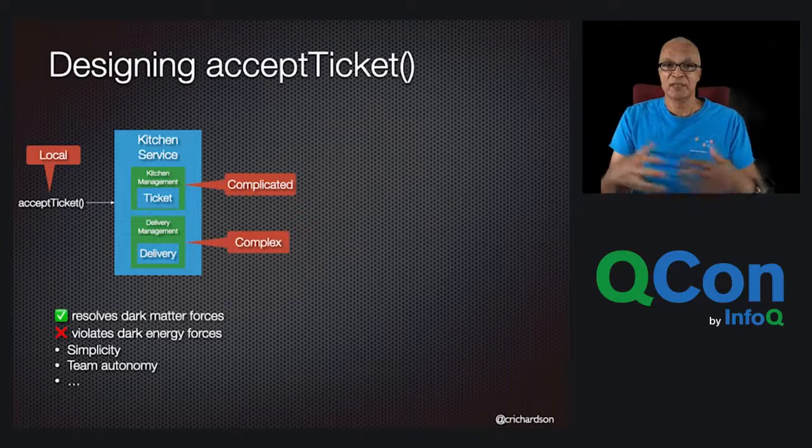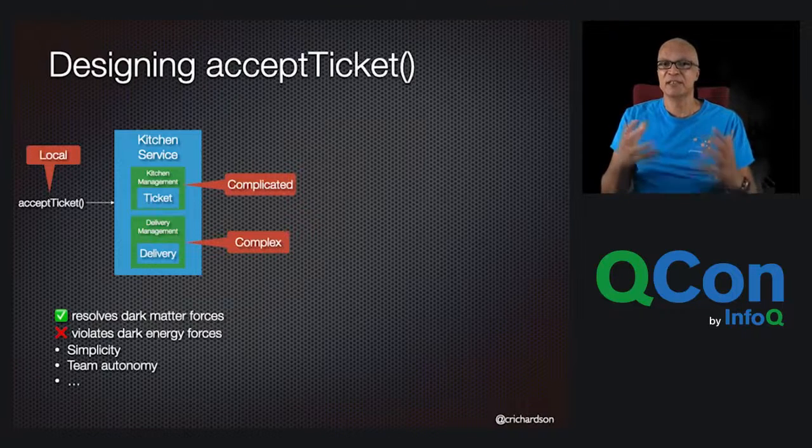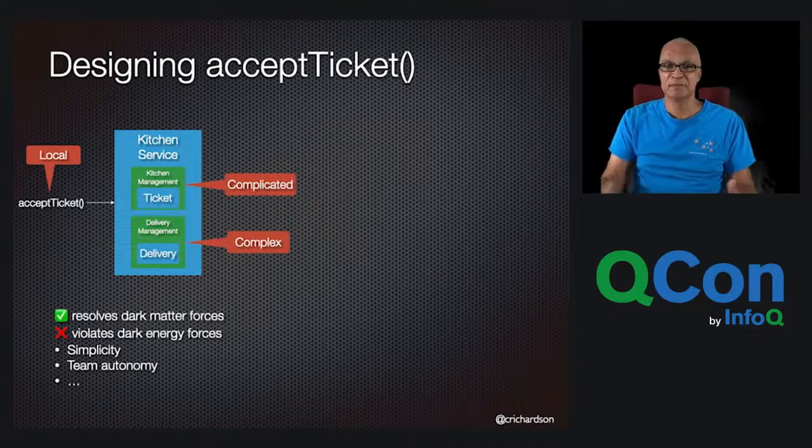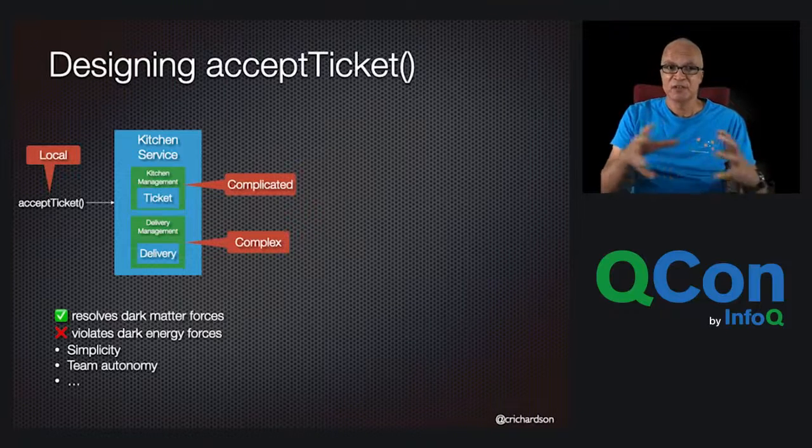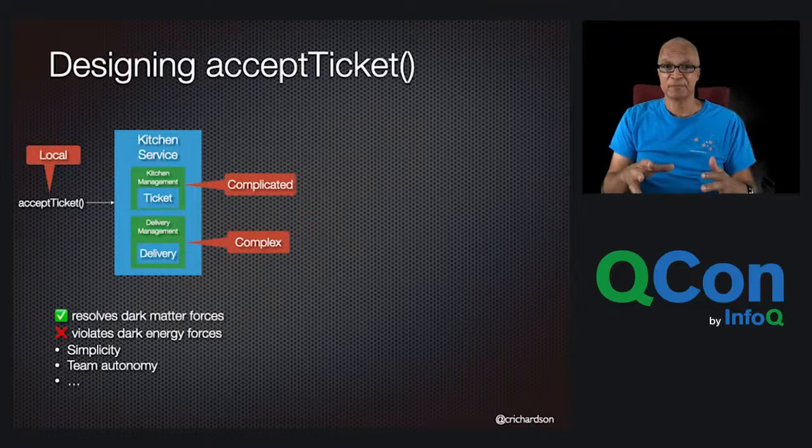For example, let's imagine that you co-located delivery management with kitchen management. This makes the accept ticket operation local to the kitchen service, which resolves the dark matter forces. However, it fails to resolve the dark energy forces. In particular, delivery management is a complex subdomain that has a dedicated team. Putting that team's subdomain in the kitchen service reduces their autonomy.